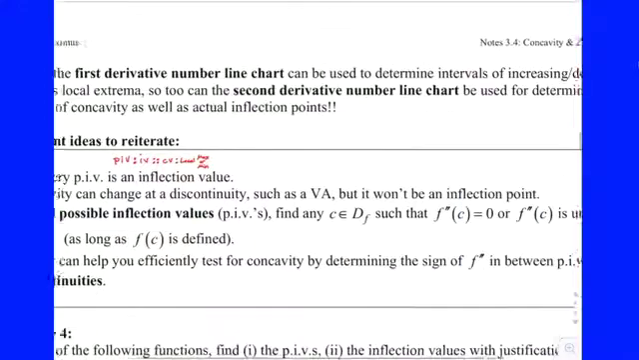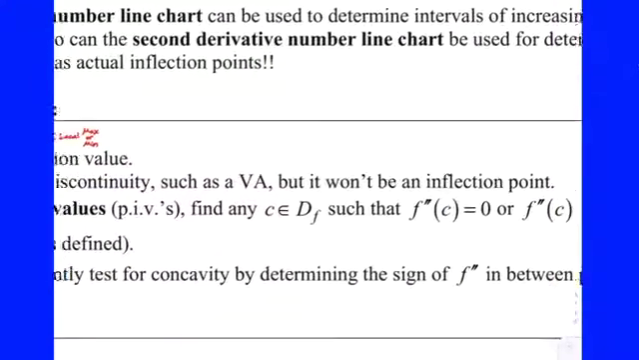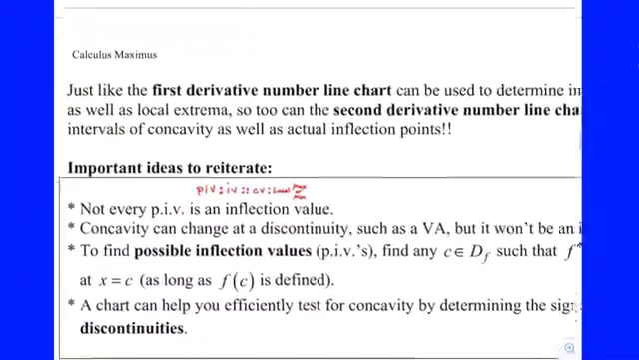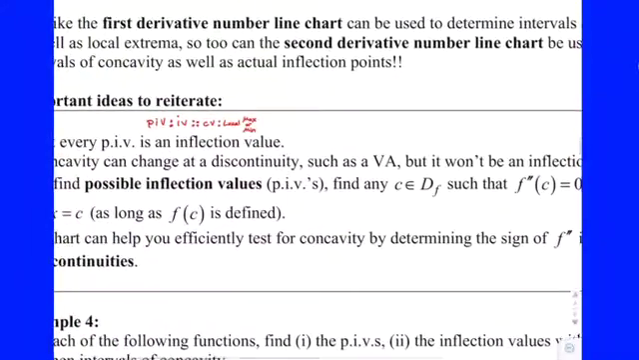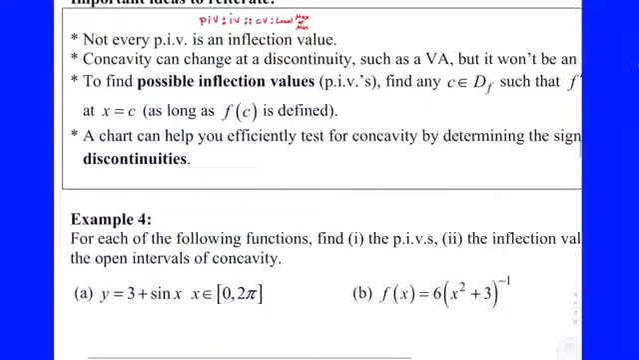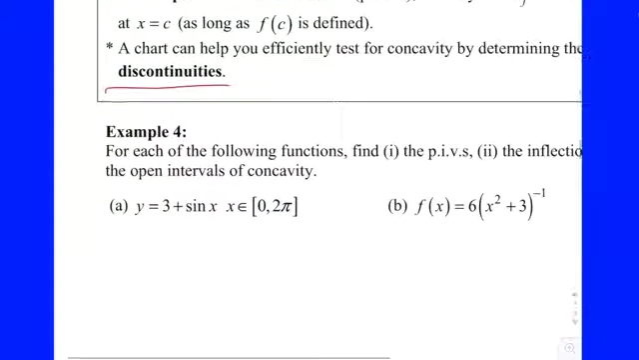Concavity can change at a discontinuity, such as a vertical asymptote, but if it's not in the domain, it won't be an inflection point if it's a vertical asymptote. To find your possible inflection values, again, make sure they're in the domain, see where the second derivative is 0 or undefined, and then make a number line chart that has all of your PIVs and any discontinuity, and then test the intervals.